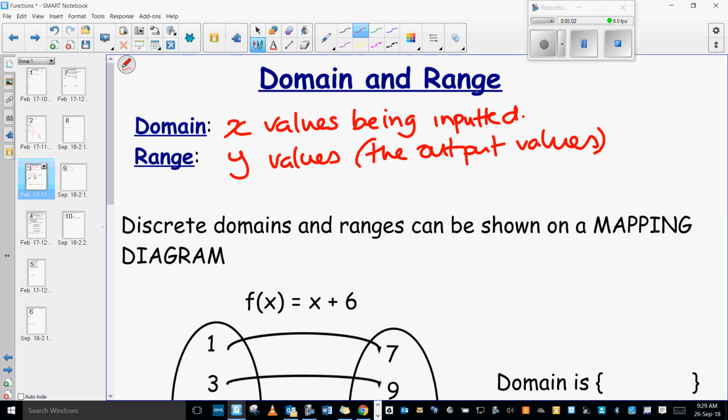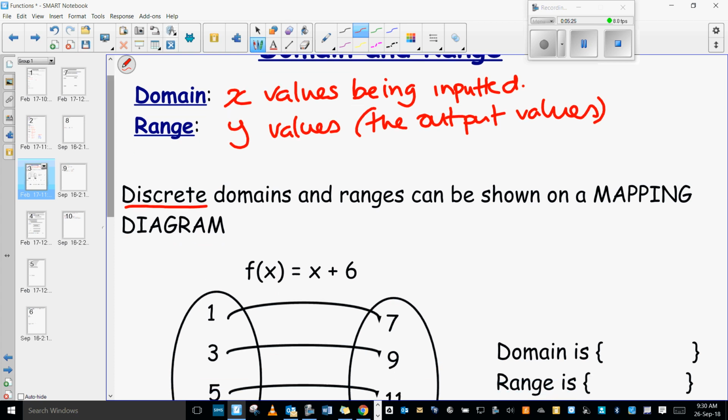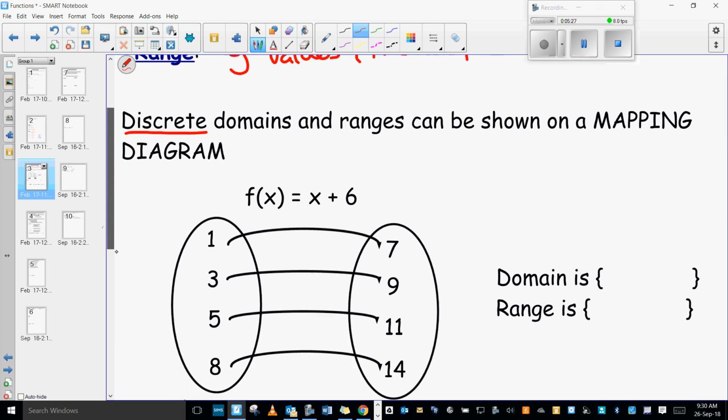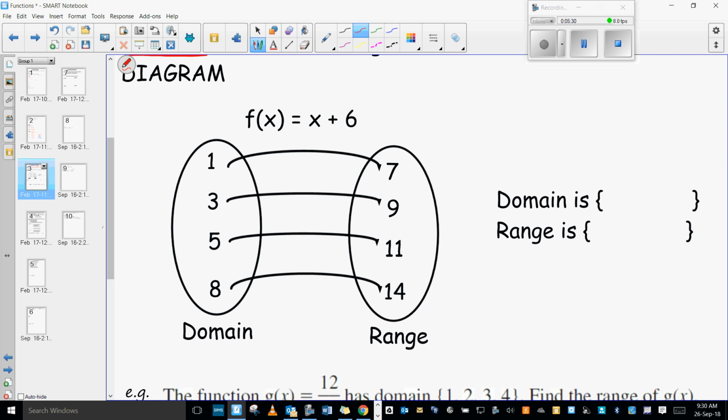Okay, so this next little phrase says discrete domains and ranges can be shown on a mapping diagram. If things are discrete, it means that there are only certain values. They are generally whole numbers. So discrete information is a limited number and they're whole values. It's not a range. And so this is what we have as a mapping diagram. It's just an oval on the left and the right. We label one domain and we label the other range.